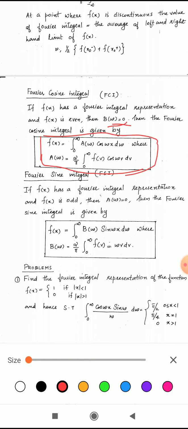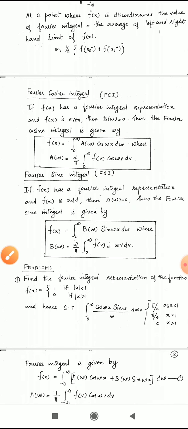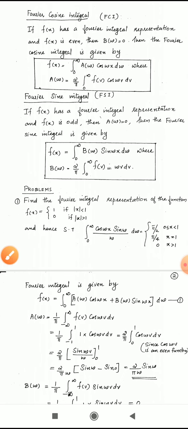Okay. Next, Fourier sine integral. If f of x has a Fourier integral representation and f of x is odd, then a of omega equal to 0, then the Fourier sine integral is given by f of x is equal to integral 0 to infinity b of omega sin omega x d omega, where b of omega equal to 2 by pi integral 0 to infinity f of v sin omega v dv.